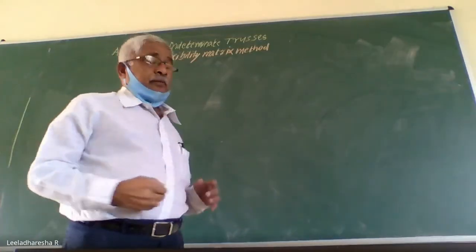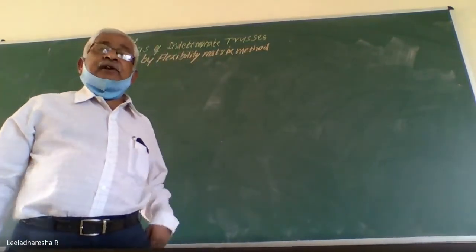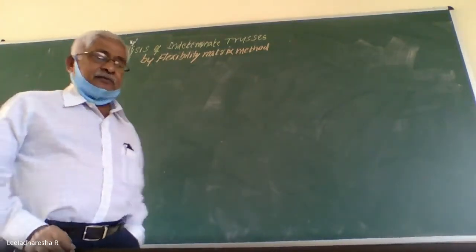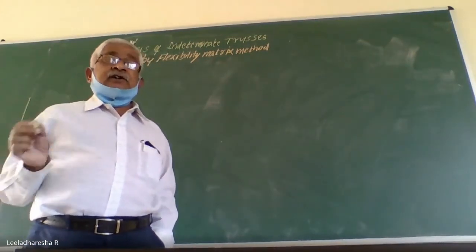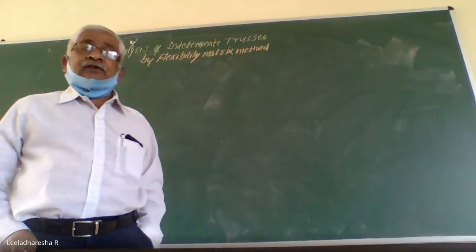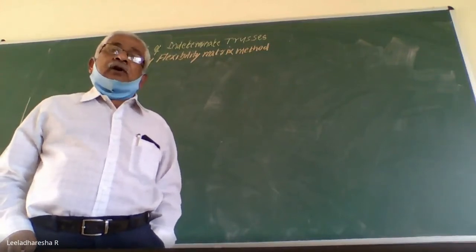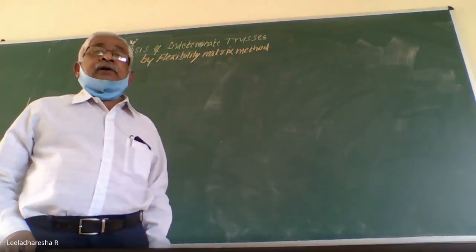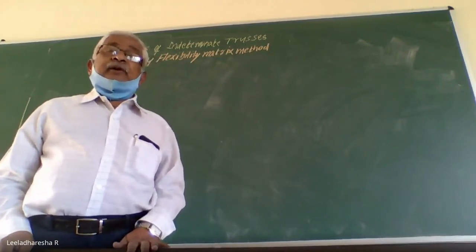We will take up the application of this flexibility matrix to analyze indeterminate trusses. Coming to the trusses, the degree of indeterminacy is determined in two ways. One is external indeterminacy, for which we follow the usual procedure: total number of reactions minus total number of equilibrium equations. That will give you external indeterminacy, and use the equation n is equal to 2j minus 3.